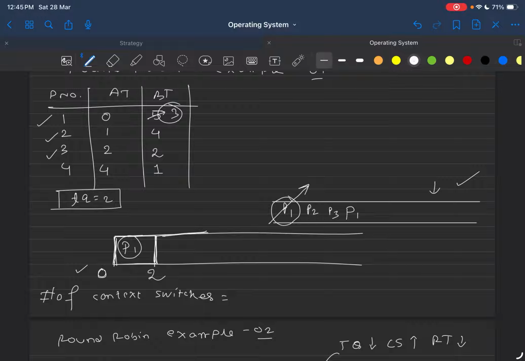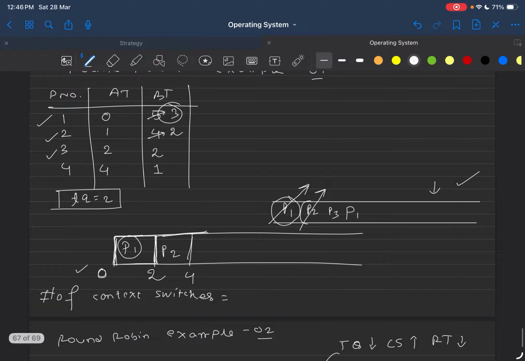At time t equal to 2, refer to the process standing in front of the queue, that is process P2. Go and schedule process P2, and remove this P2 from the front of the queue. For how much time will P2 be running? That too for 2 units of time. 2 plus 2, up to 4, this P2 will be running. Now the burst time of P2 becomes 4 minus 2, that is 2 units of time.